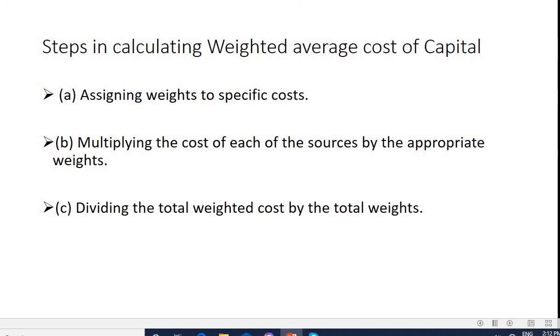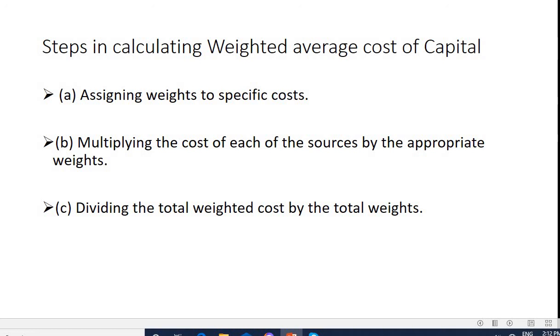Before going to the steps, I will just revise how we calculated the cost of each type of capital. In equity, as I already said, we have taken the dividend plus growth approach, the earning per share approach, and also another important method, the capital asset pricing model, to calculate the cost of equity. In the same way, we have calculated the cost of preference share, where we have taken irredeemable preference shares which are paid at the time of liquidation of the company.